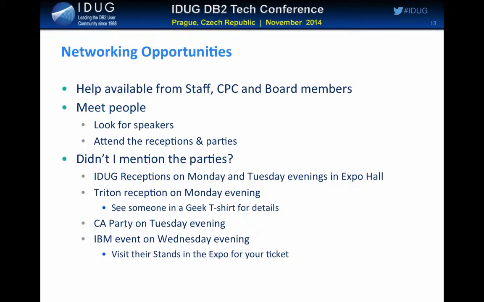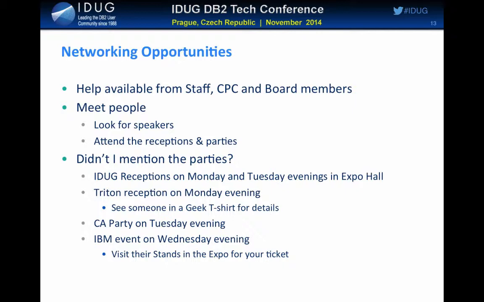Networking with your peers and with experts is one of the key benefits of attending the conference. If you can't find somebody you want to speak to, then talk to one of the staff, a volunteer, a CPC member or a board member, and we'll do our best to hook you up with the person you want to speak to. But look for the speakers, ask them about their sessions, attend all the receptions and the parties, speak to the vendors at the expo hall, and speak to your peers during the whole conference, and try to maximize your benefit at the conference this way.